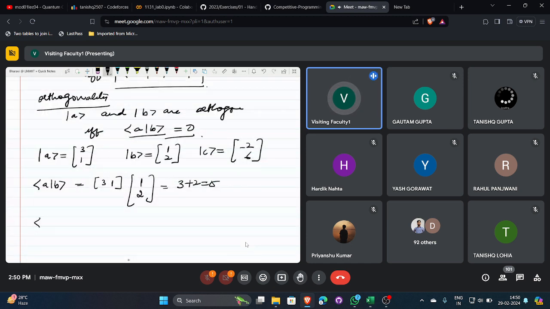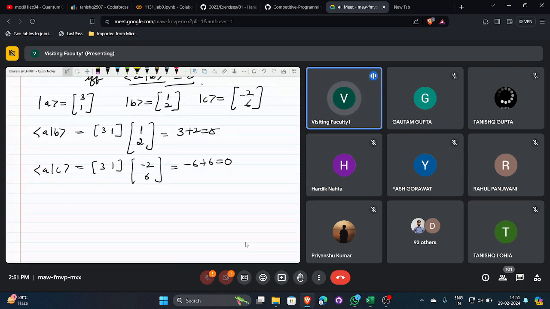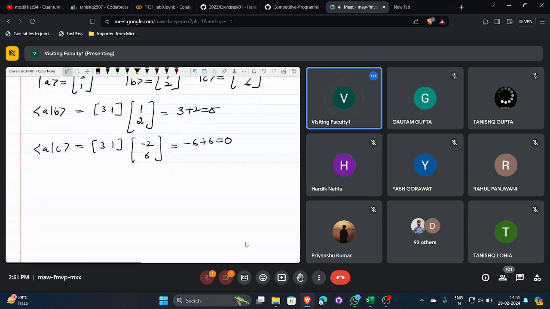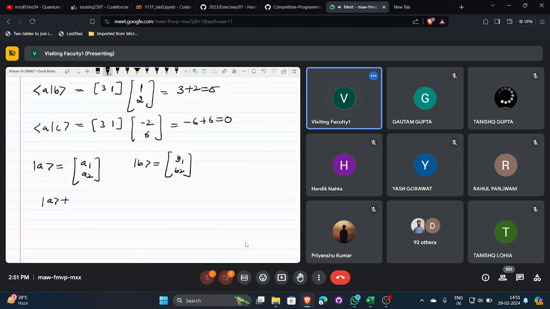And suppose I combine A and C, it's (3, 1) with (-2, 6). So it is -6 plus 6, 0. So this is equal to 0. So simply it says A and C are orthogonal. So now the question comes, how does it work? Let's have a look. Clear?